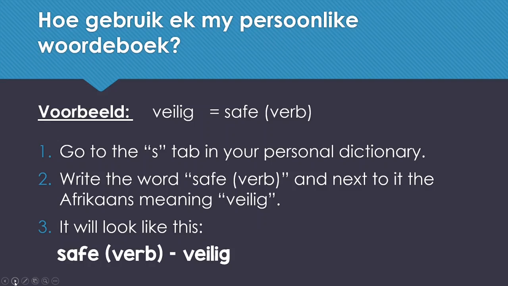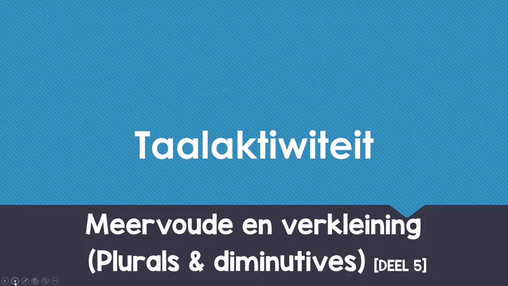Hoe gebruik ek my persoonlike woordeboek? How do I use my personal dictionary? Kom ons gebruik 'n voorbeeld. Let's use an example. Veilig beteken safe, the verb in Engels. Step 1, go to the S tab for safe in your personal dictionary. Step 2, write the word safe, verb, and next to it Afrikaans meaning veilig. Step 3, it will look like this. Under the S tab, safe, in brackets, verb, and next to it Afrikaans, veilig.